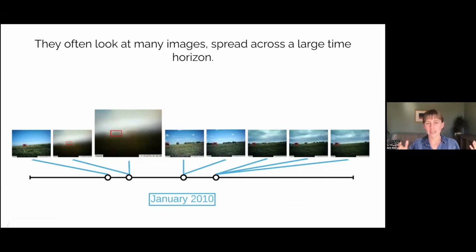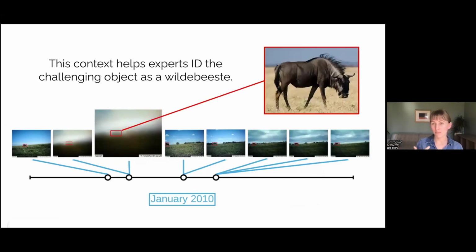Up to a month of data at a time, and they would be looking at what species are showing up at that camera. What size and shape are those species within this specific field of view? What times of day are they showing up? Are they in herds? Are they alone? And they would use all of that temporal context to ID some very challenging objects, things like this, so they confidently identified this as a wildebeest.